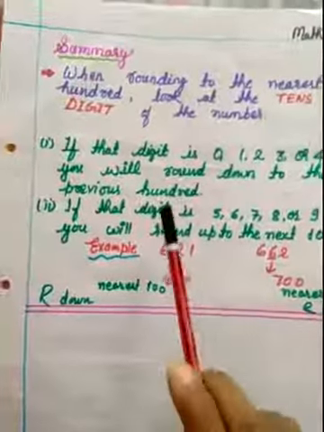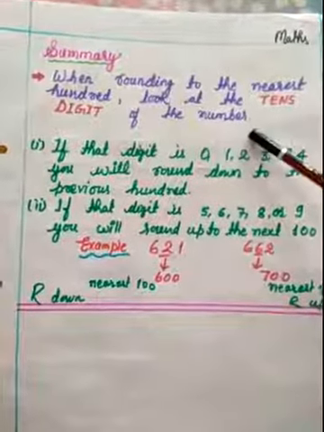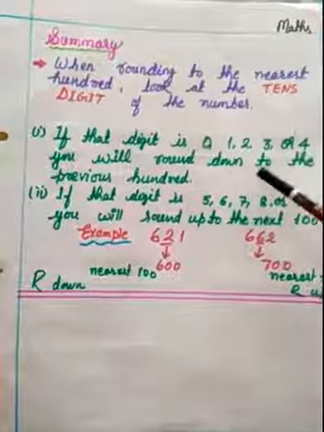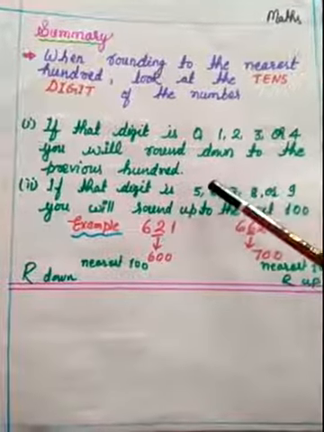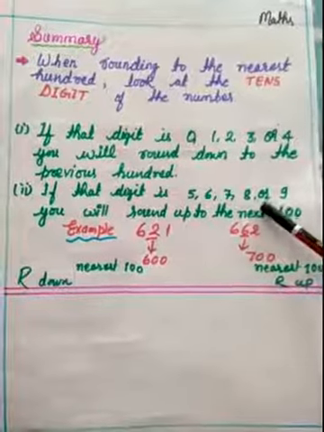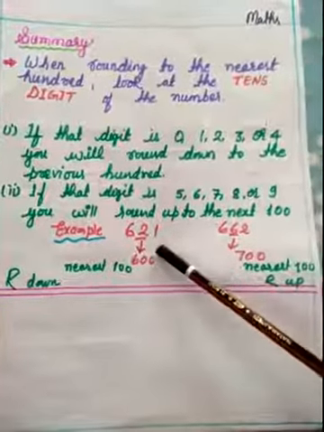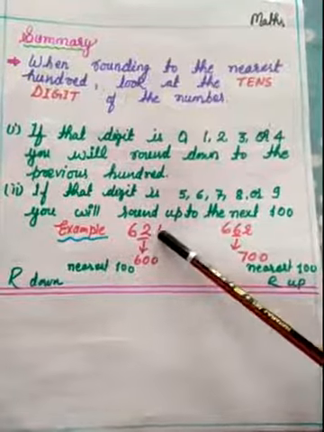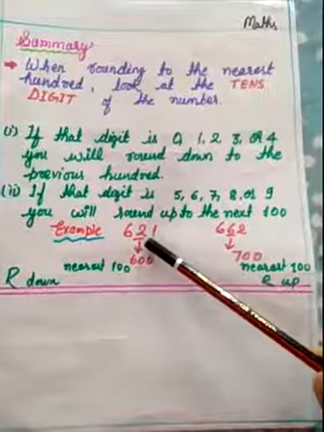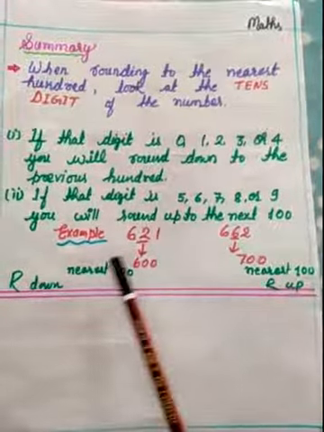Today's class summary. When rounding to the nearest 100, look at the tens digit of the number. If that digit is 0, 1, 2, 3 or 4, you will round down to the previous 100. If that digit is 5, 6, 7, 8 or 9, you will round up to the next 100. For example, 621. Here tens place digit is 2, which is less than 5. So we have to round it down.